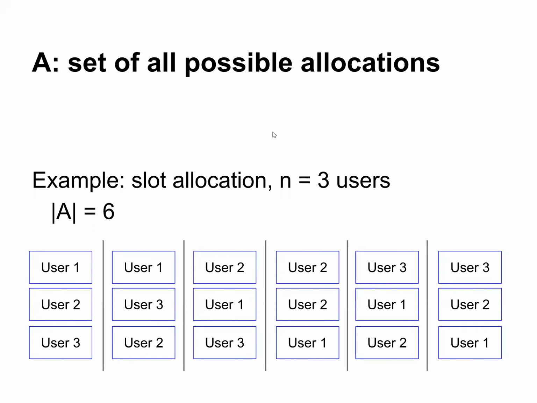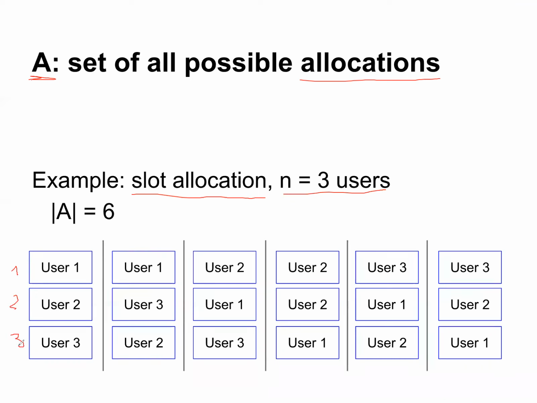So the simple notation is for the users. The users, or the agents, or whatever you want to call them, will be just denoted by numbers 1 through n. So there are n users. Then we will have this notation, capital A, the set of all possible allocations of resources. So all possible ways in which you can think how to allocate the resources to the end users, that's the set A. In the example of the slot allocation, let's say we have 3 users and we have 3 slots: slot 1, slot 2, slot 3.